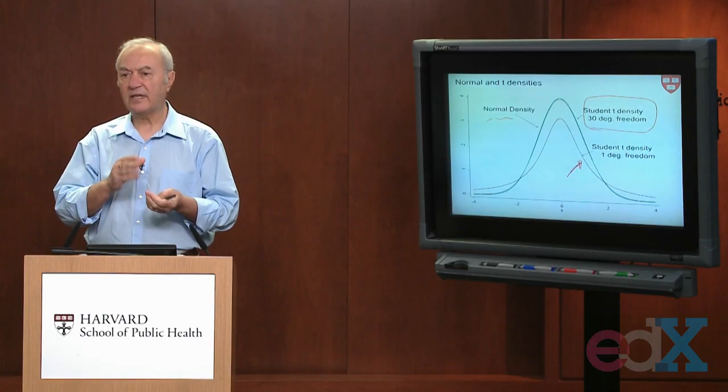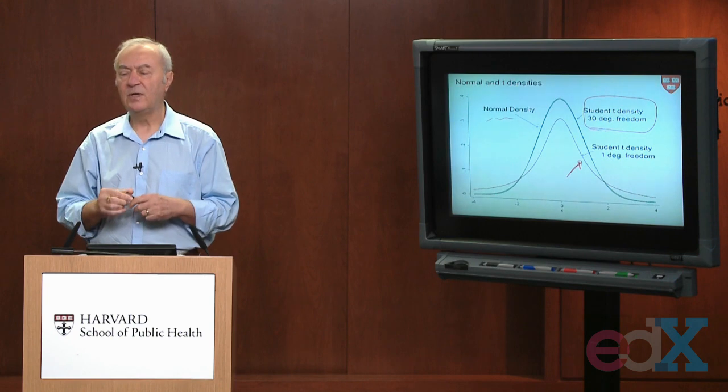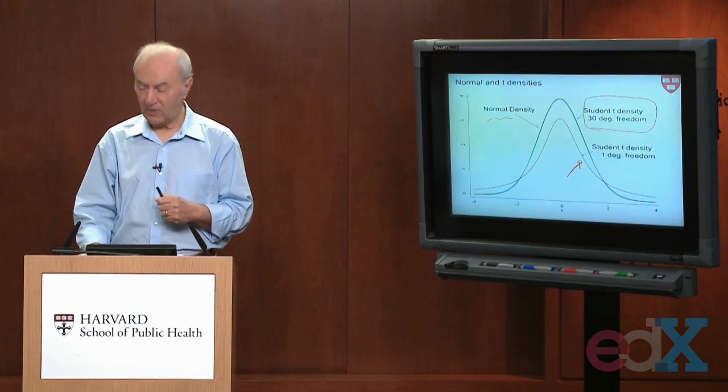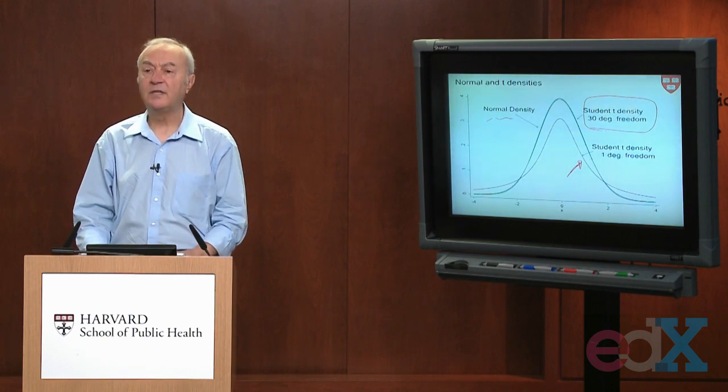So in the old days, we would say, oh, if it's more than 30, just use the normal distribution. Stata doesn't do that anymore because it can calculate things exactly for you. So when it needs to use the Student t, it uses the Student t with the appropriate degrees of freedom, irrespective of whether it's almost the same as the normal approximation or not.